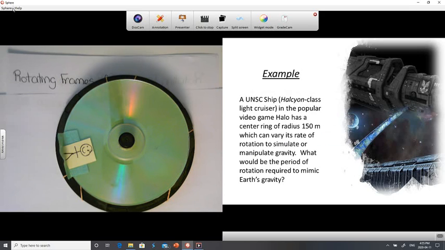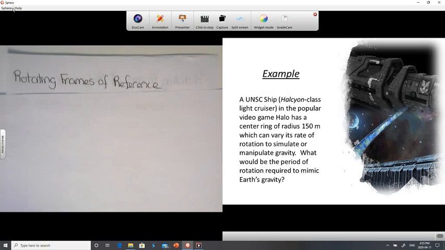So this is the example that we're going to work through. I had to do a little bit of research here to make it accurate. We've got a spaceship from a popular, very old, I'm guessing retro now, video game, Halo. This spaceship was unique because it had a central ring which rotated. The radius of that central ring is about 150 meters.